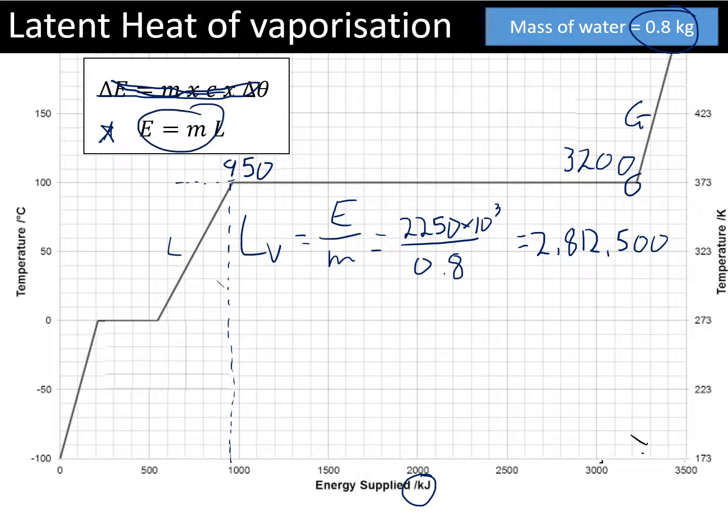And in case you can't remember the units, you can get them from the equation. What have we got here? We've got energy in joules, we've got mass in kilograms. So the units will be joules divided by kilograms. So this is the latent heat of vaporization of water in this case.